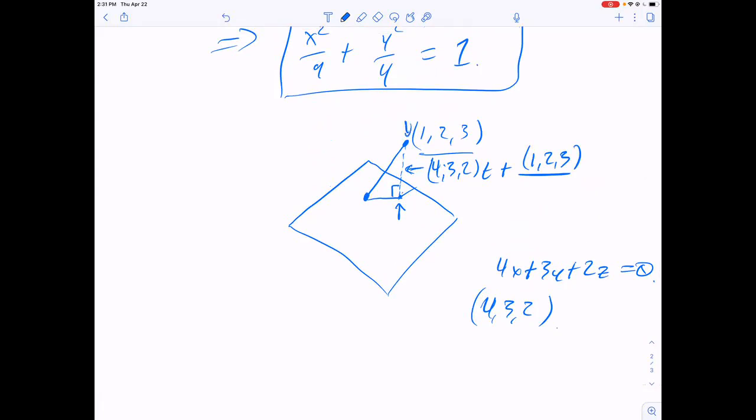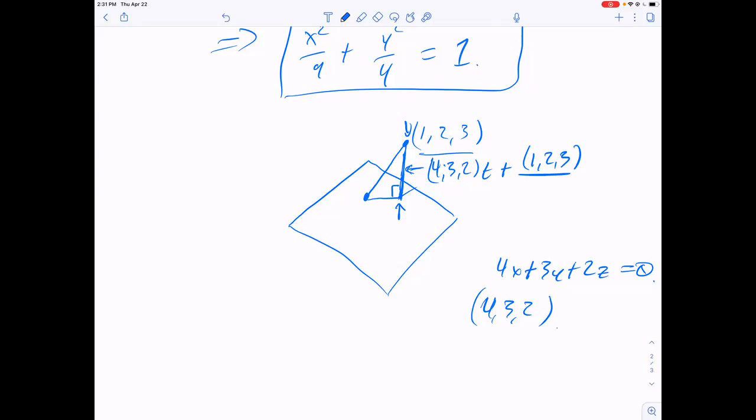Because we're starting at 1, 2, 3, and then we're following an orthogonal line to the plane until we hit the plane. So we don't know what the value of t is going to be, but we can solve for it, right? Does that make sense? Great. Can someone ask a question if it doesn't make sense? Okay, 3 people say it makes sense and 10 people are silent.